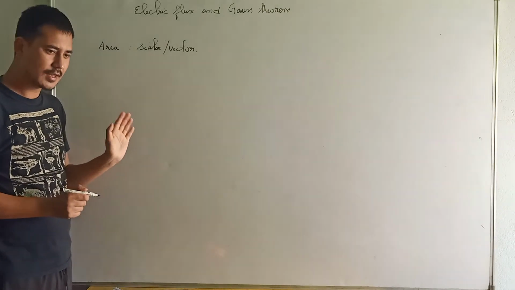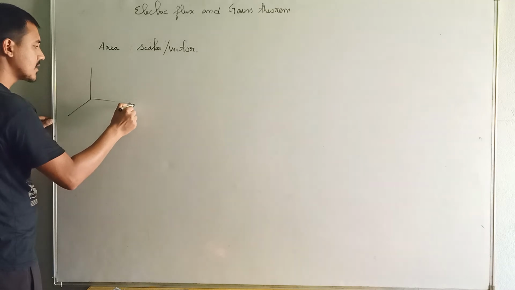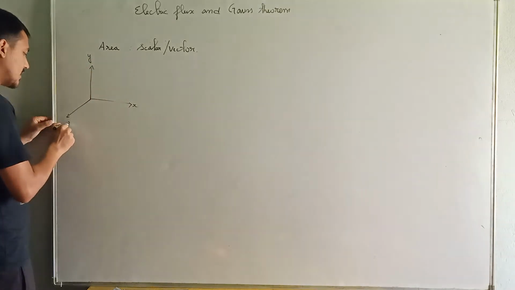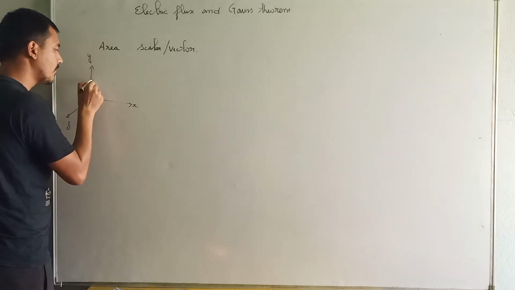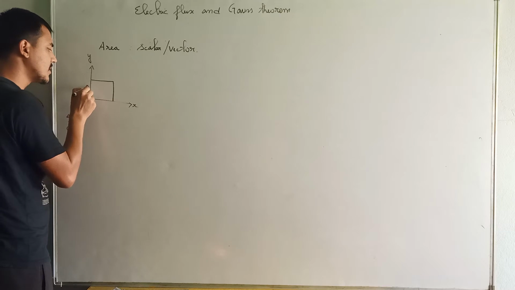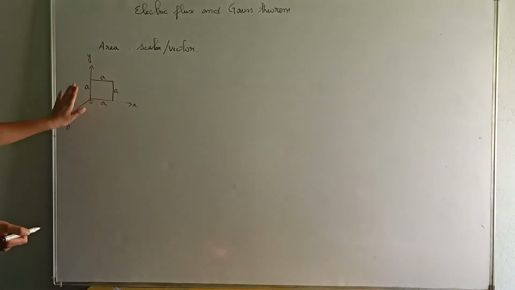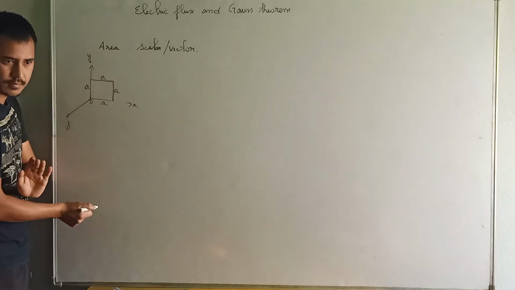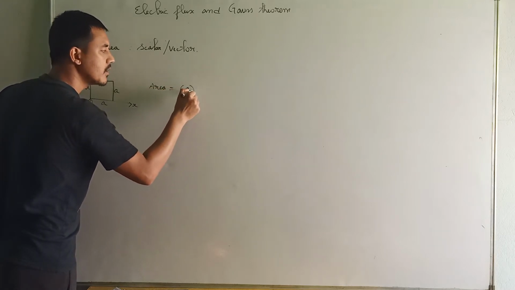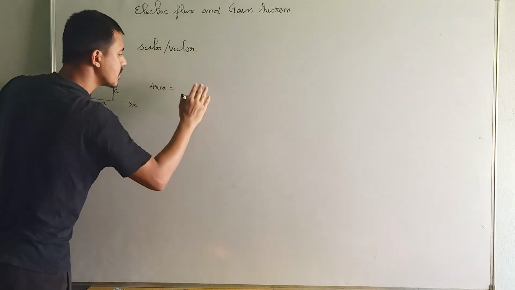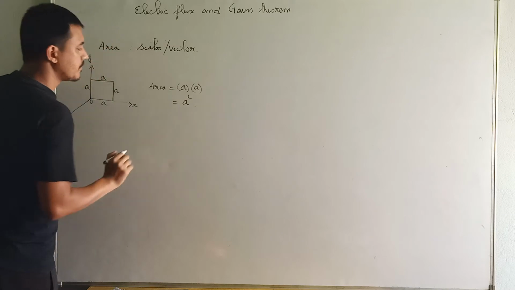Okay, let me show you an example. Suppose in this coordinate frame, the x-axis, the y-axis, and the z-axis, I'm going to keep a square whose side is A. So this square lies in the xy plane. Then the area of the square will be given by side into side, so side square. That's how you have learned.